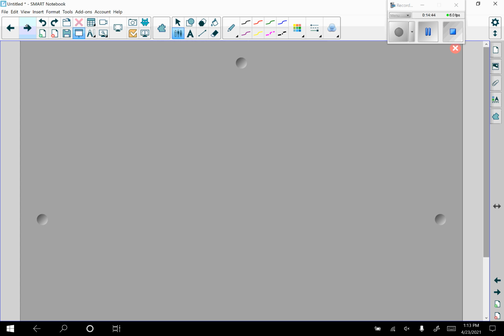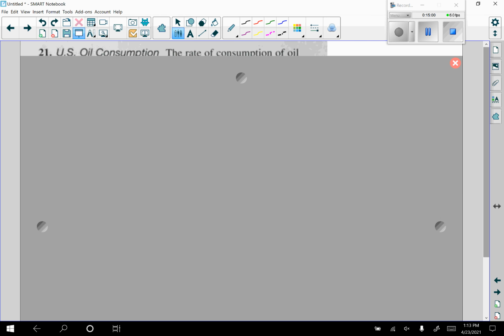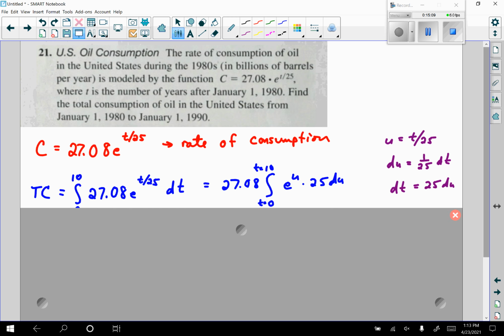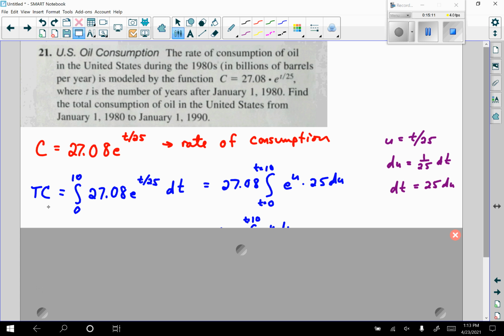All right, these next two problems came from section 7.1. This was the idea that if r of t is a rate of change, then the integral from a to b of r of t dt is the total accumulated amount. So that's what we're looking at here. So in 21, this function here, c, this is the rate of consumption. Therefore, the total consumption, Tc, is the integral from 0 to 10, because it's just over 10 years, of this function here.